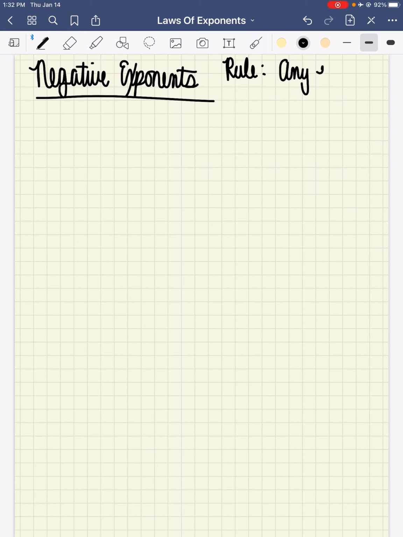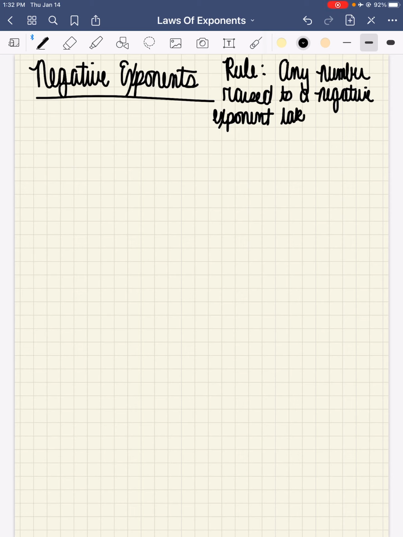Any number raised to a negative exponent. I'm determined to get y'all to be able to read cursive. It does help when you're taking notes, just so you know, to write in cursive, it's just speedier. Okay, you're going to take the reciprocal. You're probably like, what? I'm going to explain that right now.